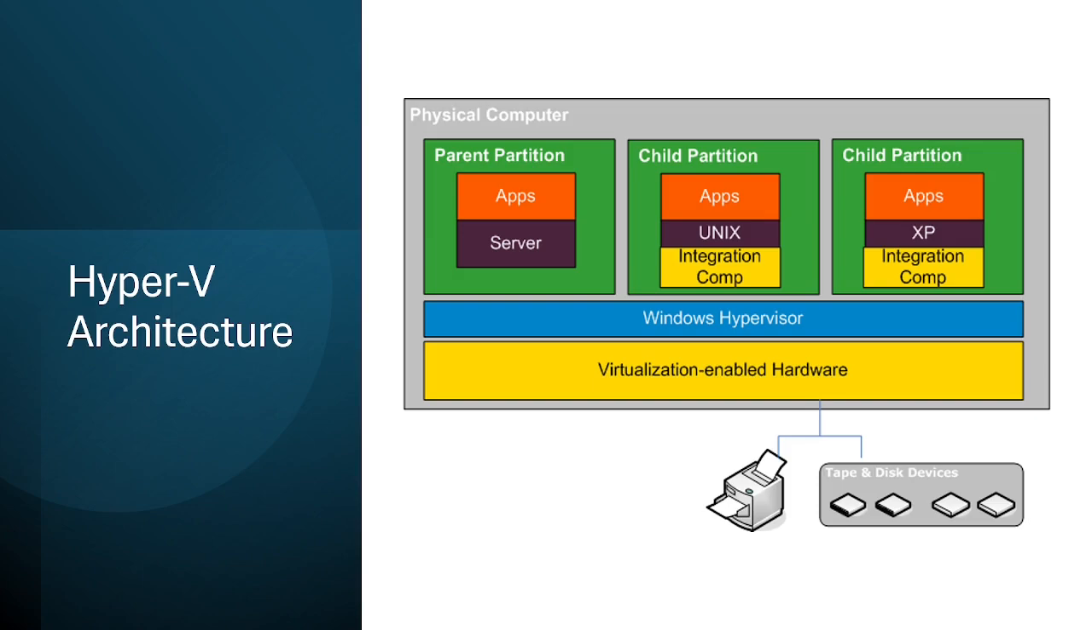From this image right here, you can see that the virtualization-enabled hardware sits as the first layer upon which our Windows hypervisor is installed. And once the Windows hypervisor comes into the picture, it allows us to run several applications and several other servers at the same time, side by side, on the same virtualization-enabled host machine or hardware.